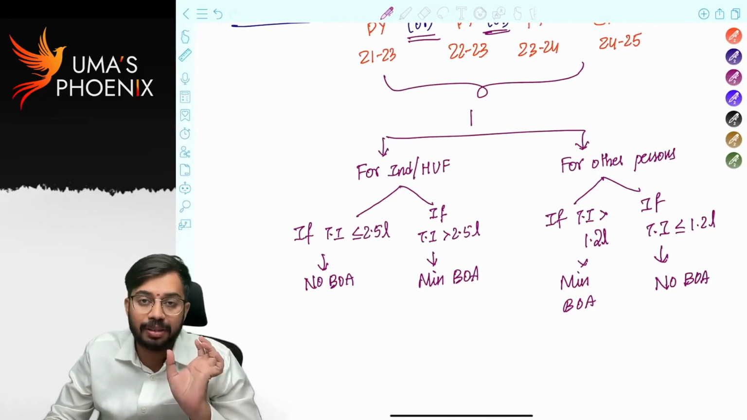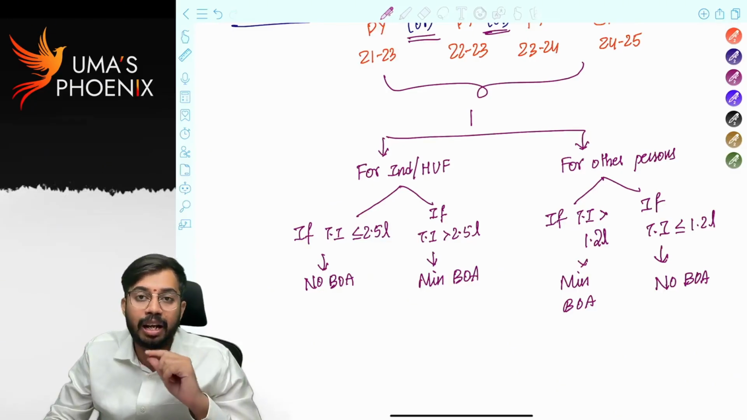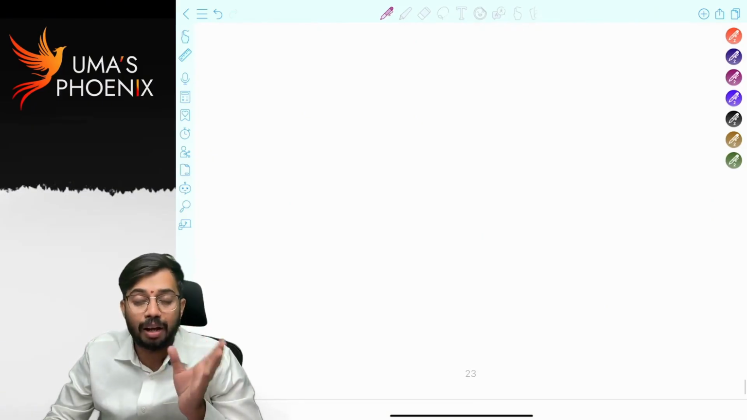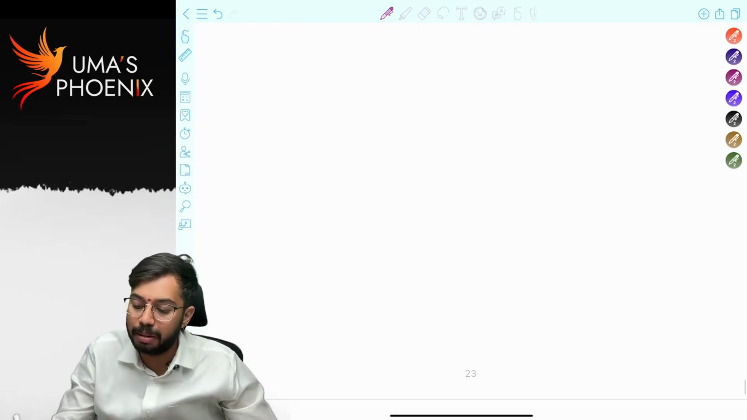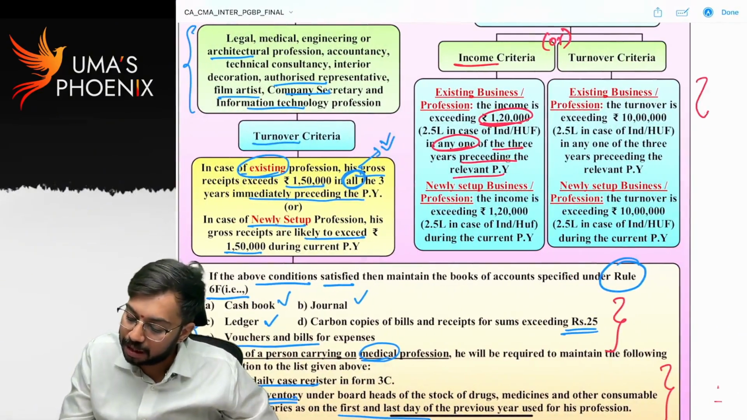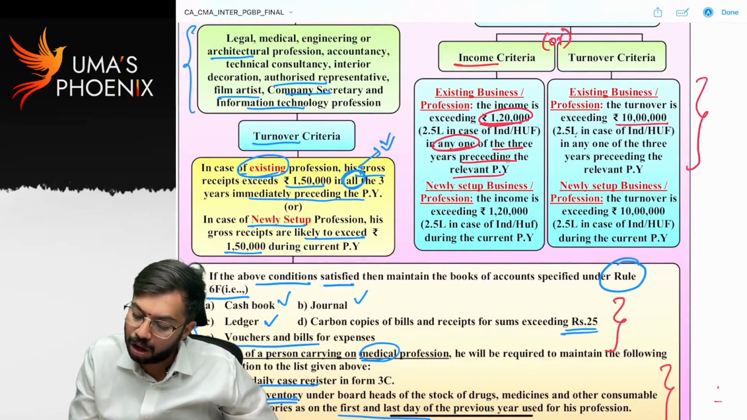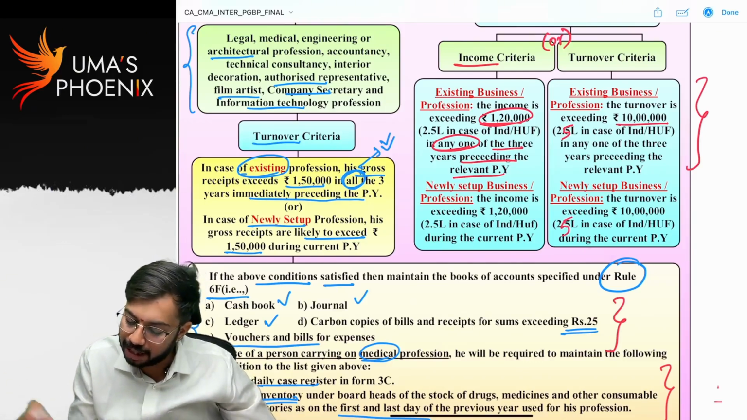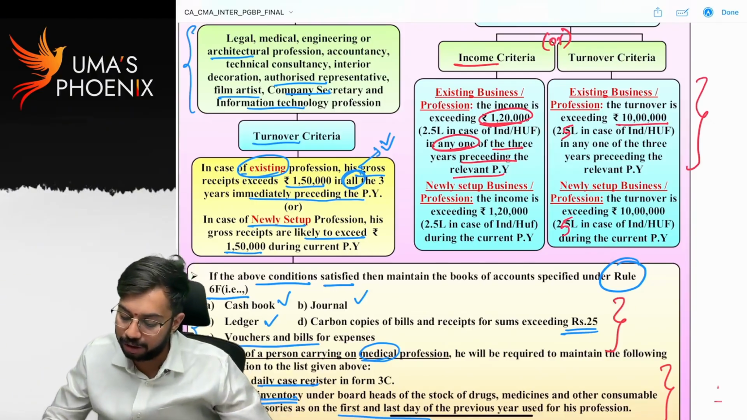This is the income criteria. If the income criteria is satisfied, books of accounts are required to be maintained. If it is not satisfied, then you have to check the turnover criteria. If the turnover criteria is also not satisfied, then books of accounts are not required to be maintained. See, turnover criteria: existing business or profession. Turnover is exceeding 10 lakhs. Not 2.5 lakhs, it is 25 lakhs in case of individual or HUF.